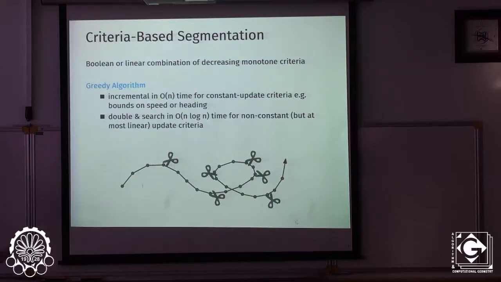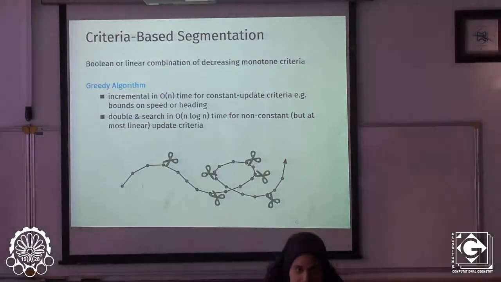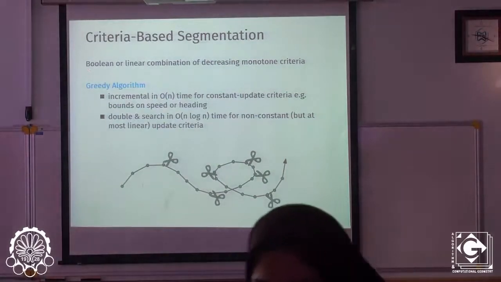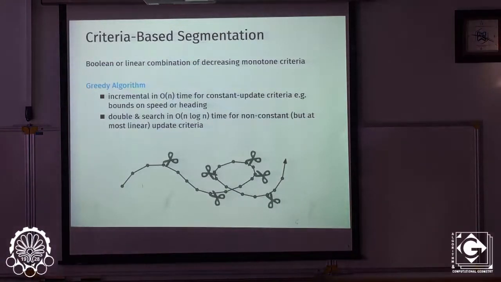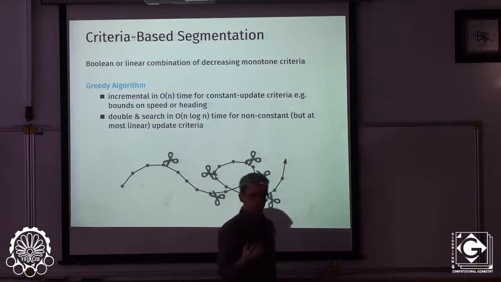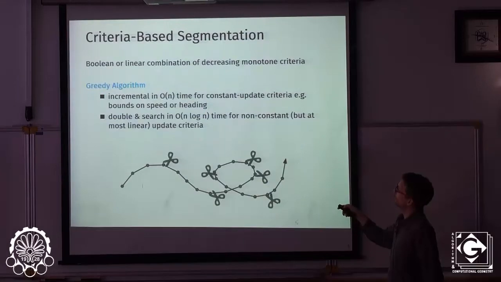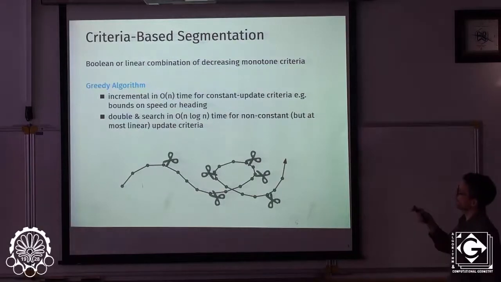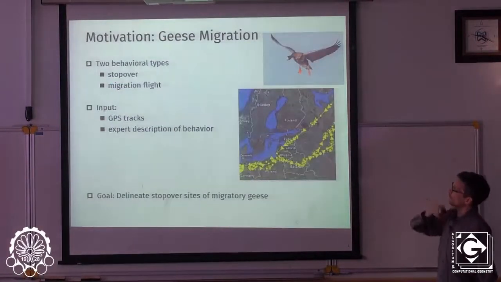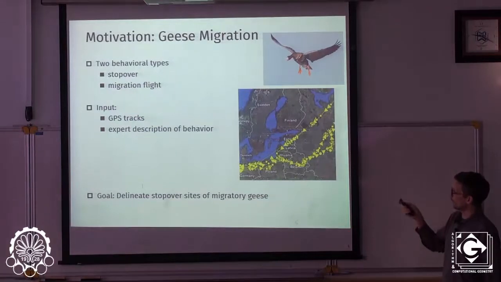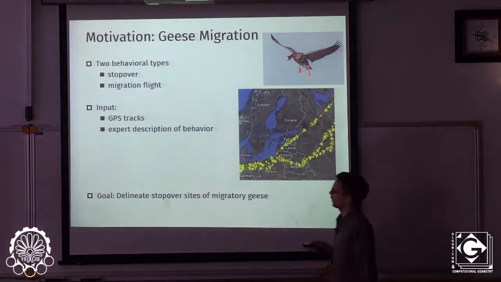So to summarize this part on decreasing monotone criteria, we looked at Boolean or linear combinations of decreasing monotone criteria, and if an incremental strategy of testing the criterion works, then very often we get linear time algorithms. If not, we typically get algorithms that run in order n log n time, assuming that we can still check whether a criterion is valid in linear time. So much about decreasing monotone criteria, but let's go back to this goose example.